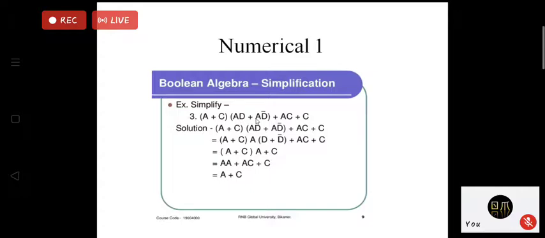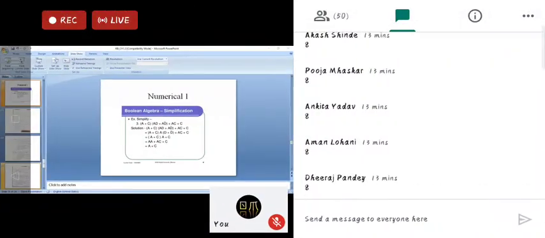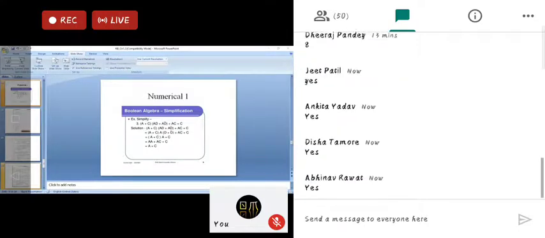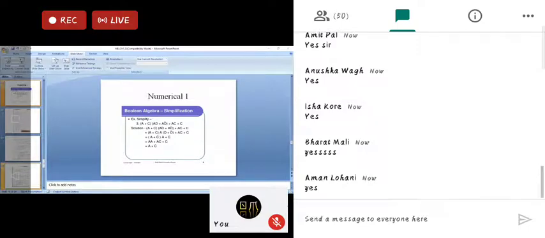Now, some of you can post a comment in the chat box whether the first numerical is understood. Yes, put it in the chat box. Whether the first numerical is understood, yes, yes, yes, Jeet, Disha, Thumre, very good. Within a few seconds, so many students have replied. Yes, Bharat Mai, yes, very good.